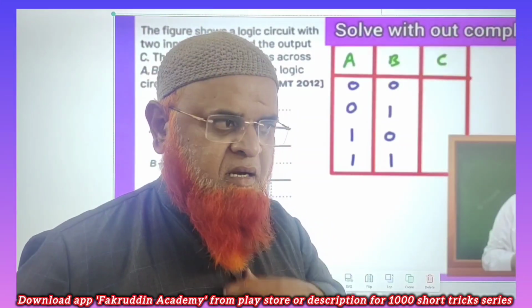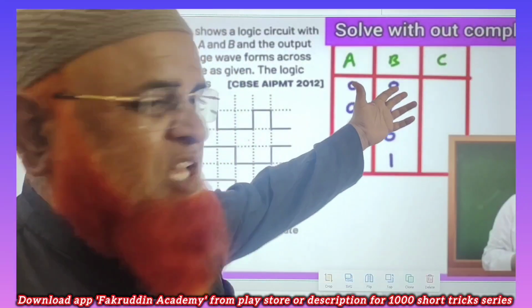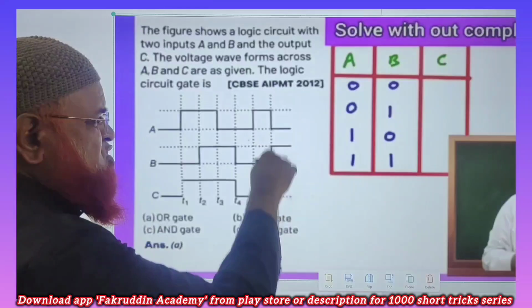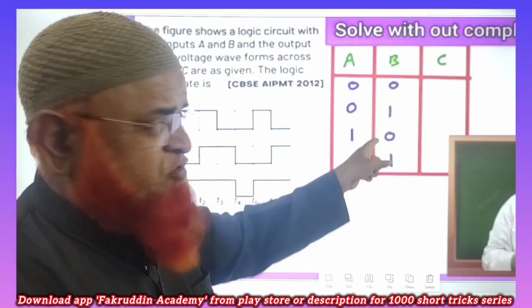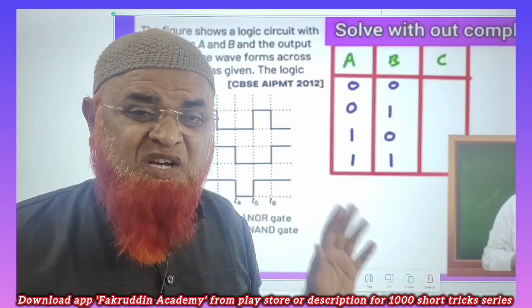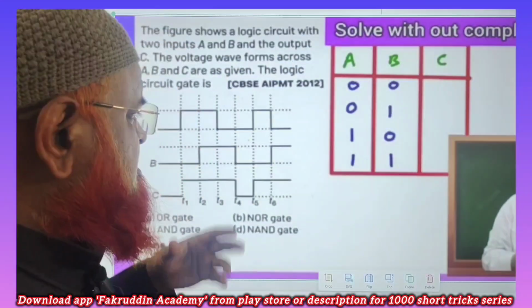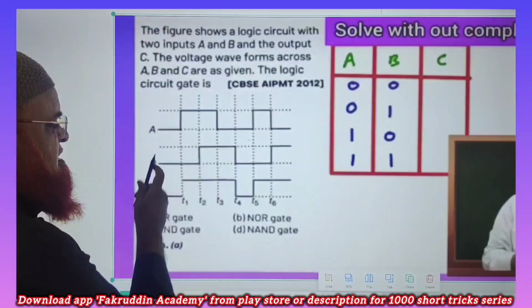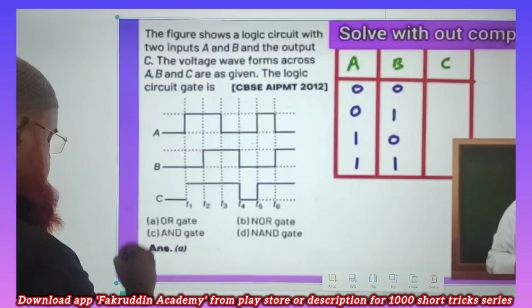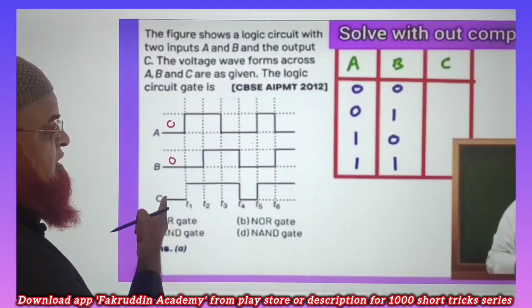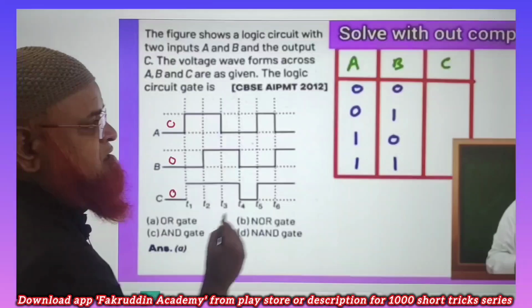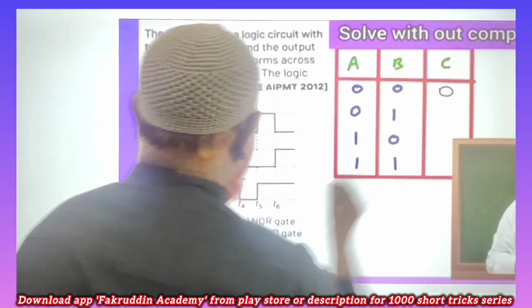My dear students, see here how to solve this problem without even completing this square wave. The shortcut here is you just choose the values and find out the solution and get the correct option. You can just see here. A is 0, B is 0, then C is also 0. That means 0, 0 is 0 here.